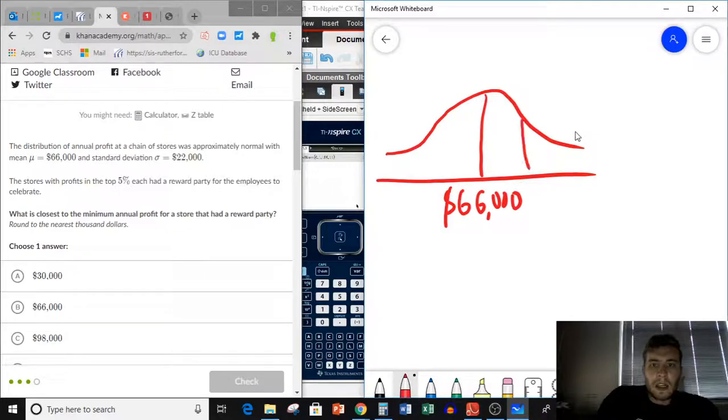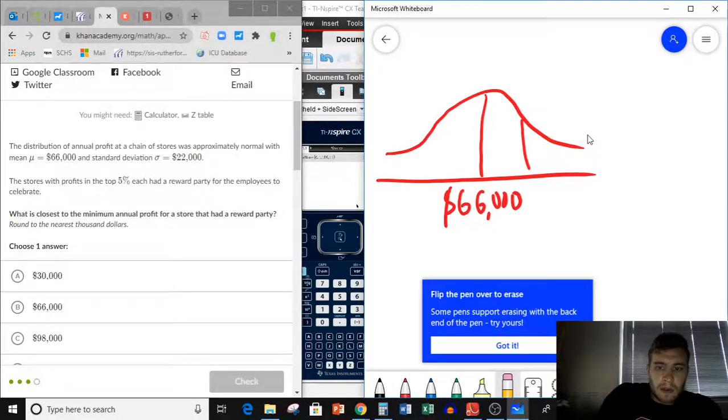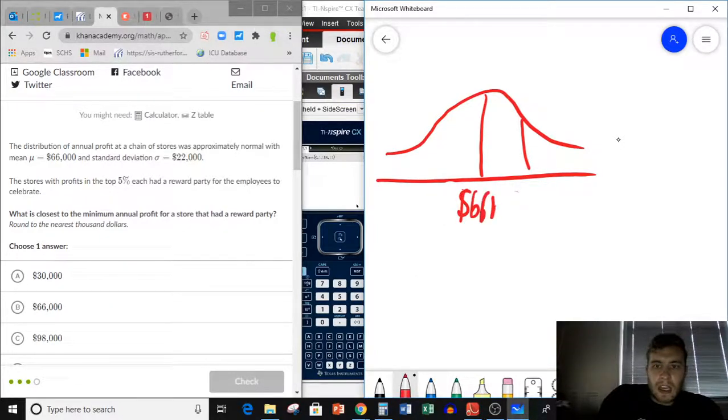Okay, so up 22,000, and let me write this a little bit different, just so that it's a little bit nicer. Let's do 66K. We know that this would be 88K. We go up another and another, so we get 110K. And then we're going to get 22,000 more. We want 132K.